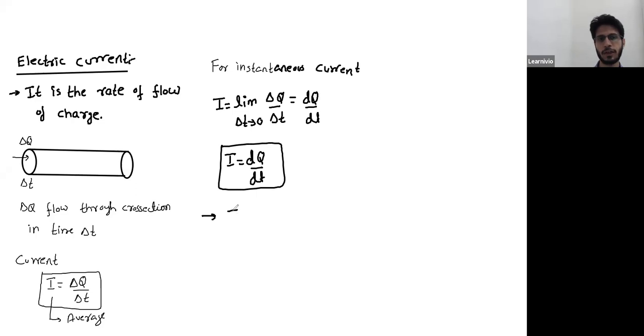So current is a tensor quantity. It's neither a scalar nor a vector. But for all practical purposes, we will consider current as a scalar. So I'm not writing tensor, I'm writing it as a scalar. Basically, scalar is a category of tensor. Its SI unit is ampere.